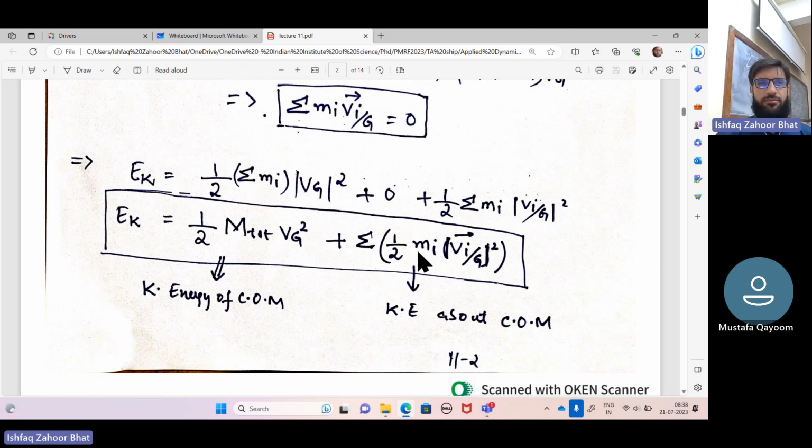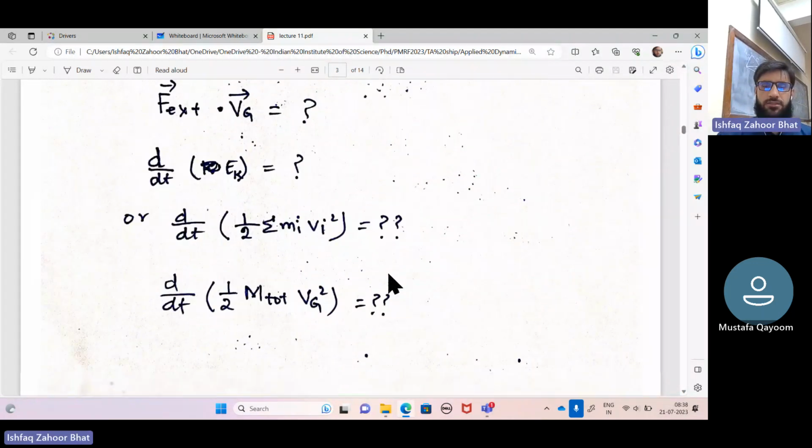So if we take our frame and move it with the center of mass, then whatever would be the kinetic energy of the body, that is what we call the kinetic energy about the center of mass. This means that even if the body is not moving, there can be kinetic energy due to this.